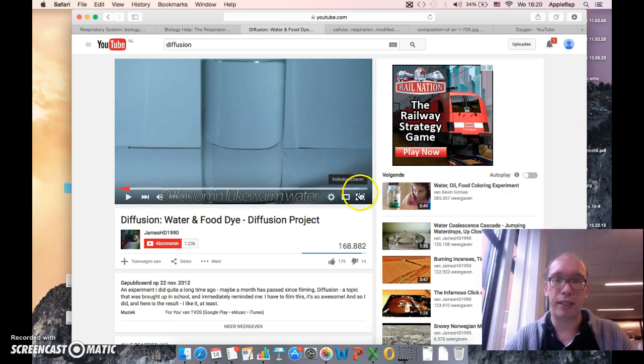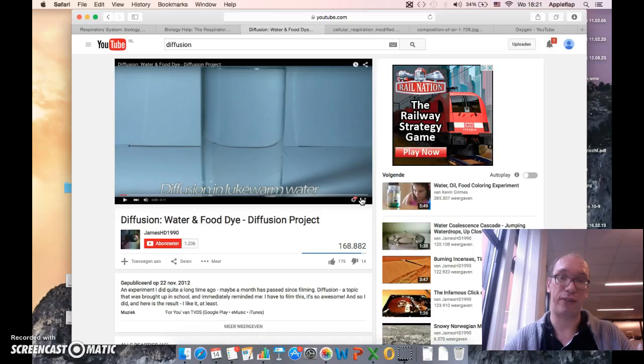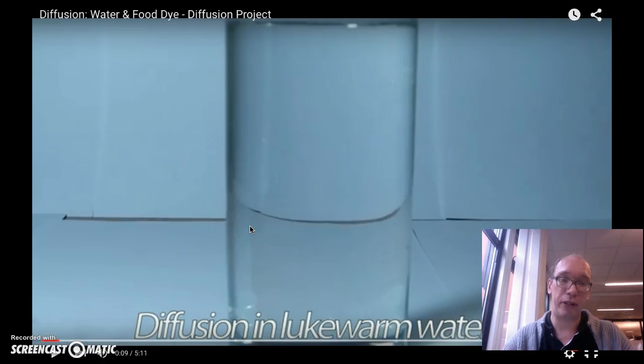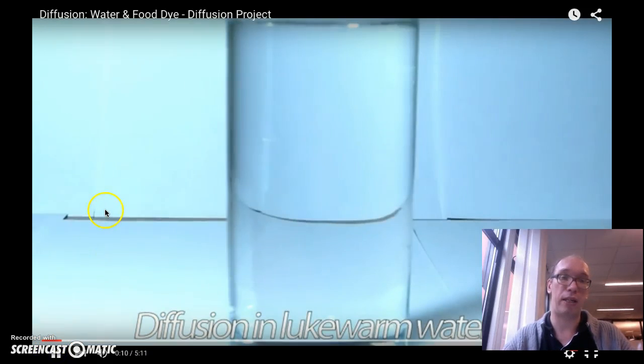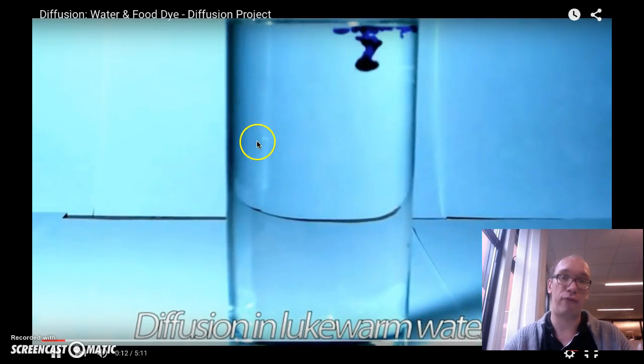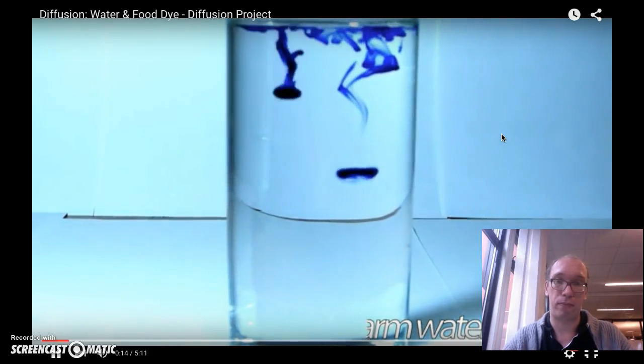Okay, so diffusion. Diffusion is the equal spread of concentrations of molecules across the area. Okay, this is very difficult, I know. So we're gonna look at a glass of water with lukewarm water, and some food coloring is dropped in, and you'll see that the food coloring will spread out in a few minutes.